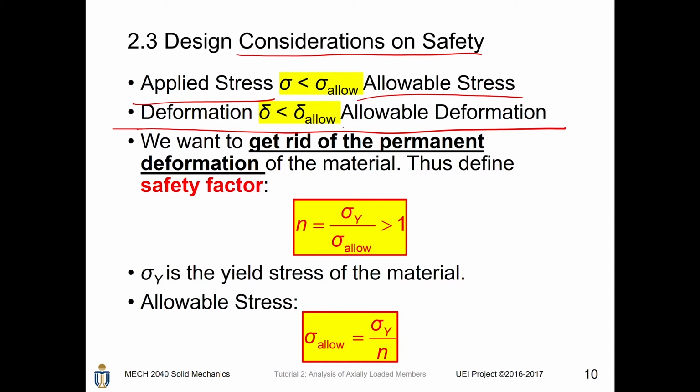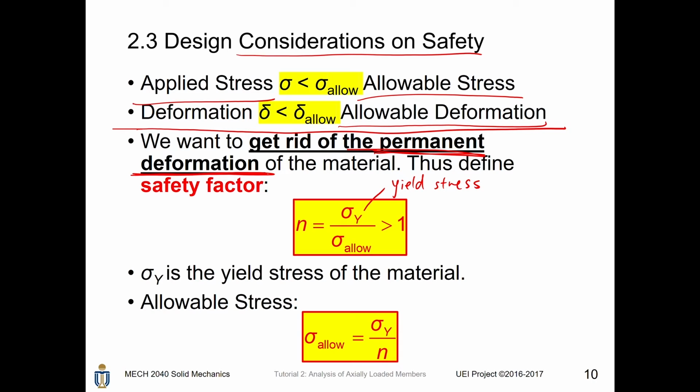Well, allowable deformation often comes from the allowable stress, because as we know, allowable deformation is a function of allowable stress. Apart from that, as we have discussed in the previous tutorial, what is the stress at which the material will undergo permanent deformation? If the applied stress is larger than a stress called the yield stress, we don't want a piece of material to be destroyed.